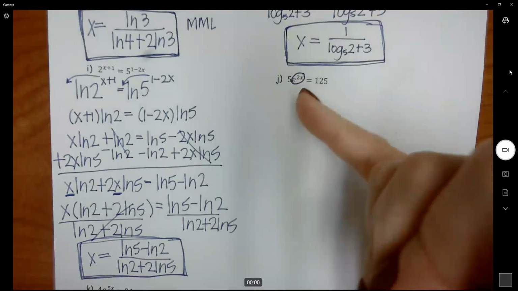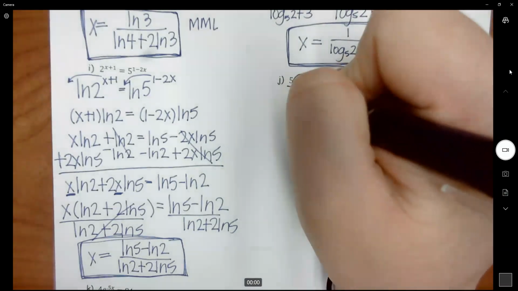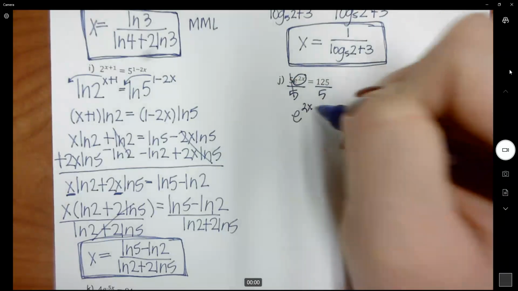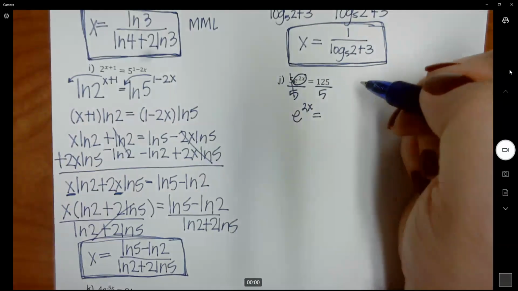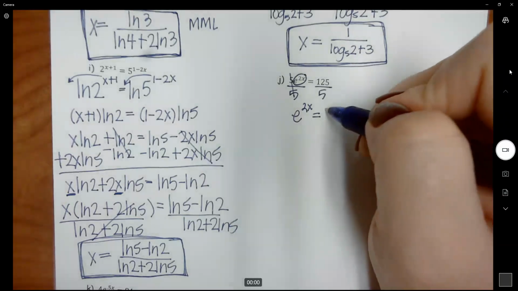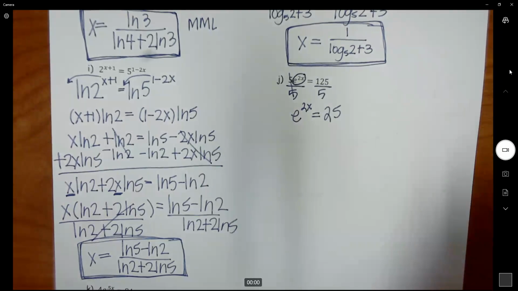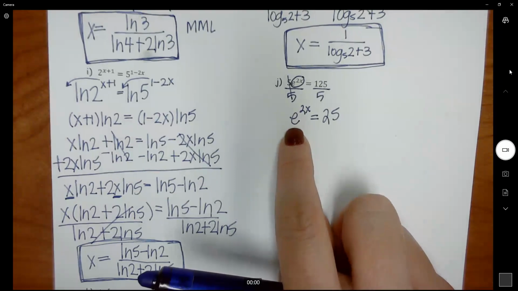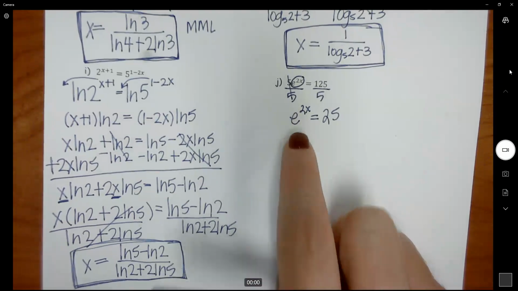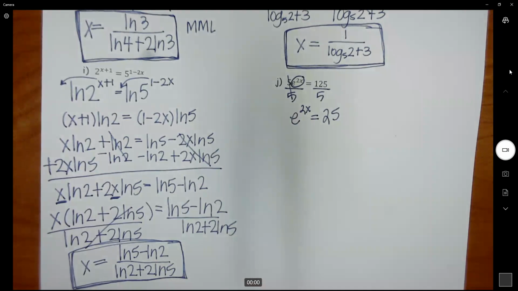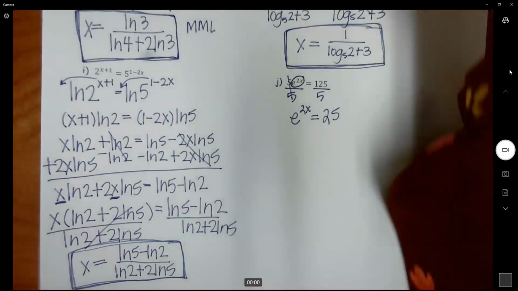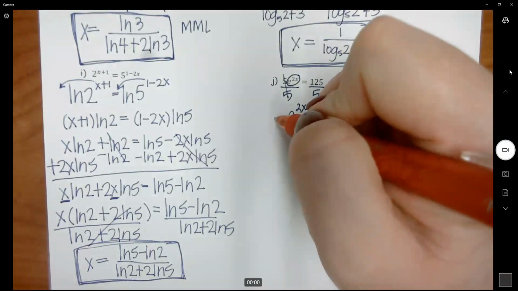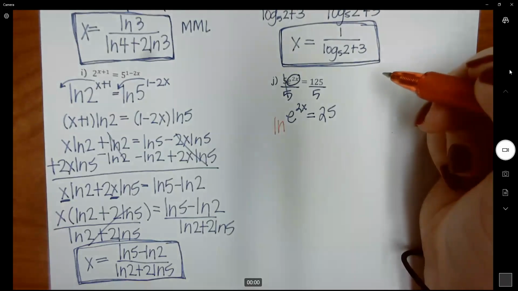So what do I need to do? I need to get rid of that 5, and that's 5 times my exponential. So I'm going to divide it over. So we get e to the 2x equals, and that's going to give me 25. So how do I get rid of an exponent with a base of e? Well, I want to match its base. And so we will multiply both sides by a log base e, which is just simply the natural log.